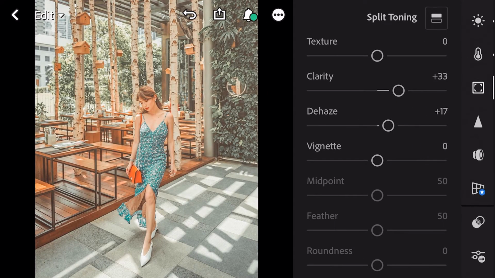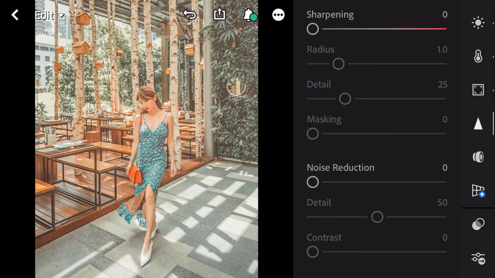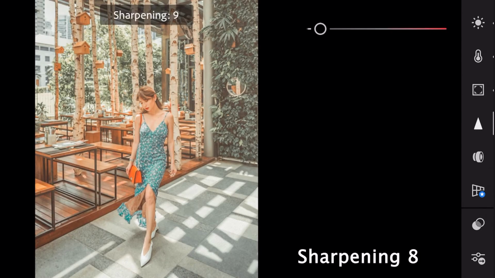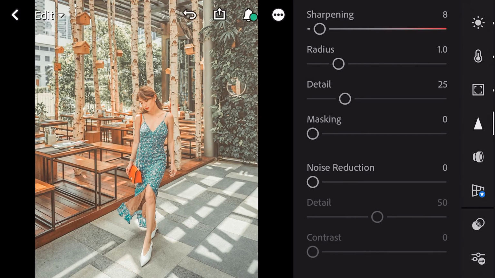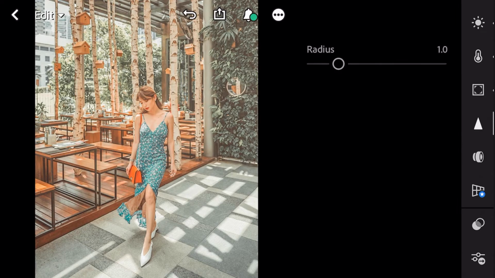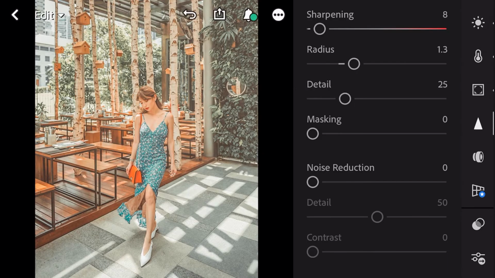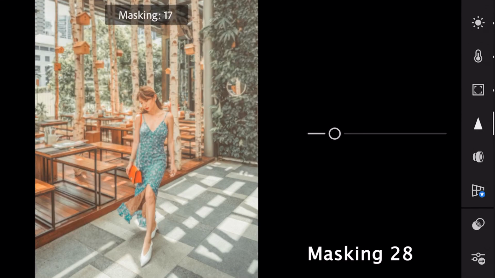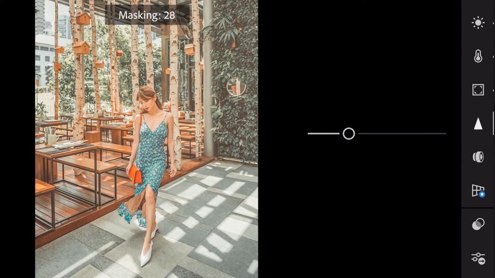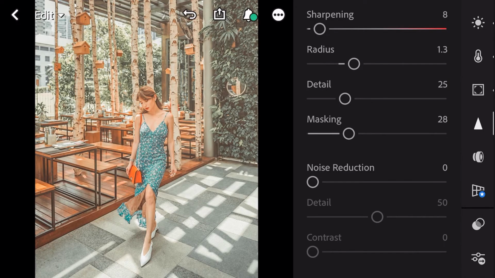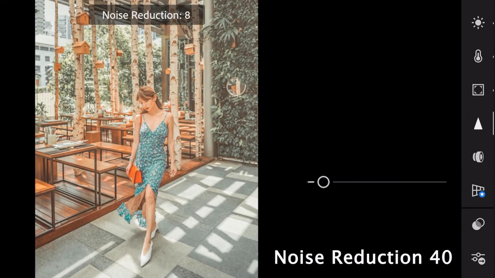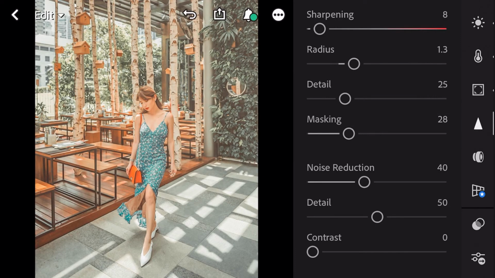Next go to detail. Sharpening to 8. Radius to 1.3. Masking to 28. Noise reduction to 40. And finish.